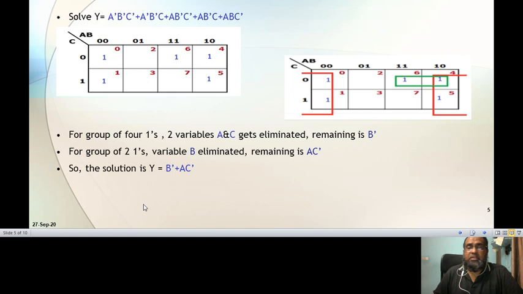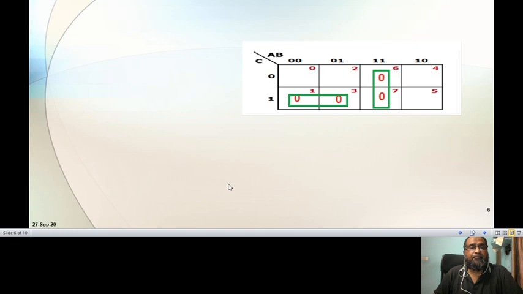Here you can see the logical adjacency for columns 0, 1 and 4, 5. The 4 ones are taken together, and as 4 ones are taken together, you can eliminate the variable which is changing. Here it is B, so B is eliminated. The term corresponding to the 4 ones together is B bar, and for these two it is AC bar. So the final equation is B bar plus AC bar.